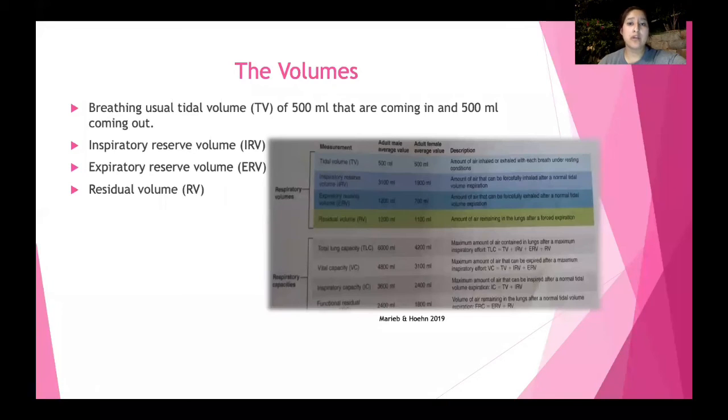Inspiratory reserve volume, or IRV, pertains to the amount of air that you inhale if you did so forcefully. So if you took a longer, more forceful inhale, like that. The ERV, or expiratory reserve volume, pertains to the amount of air you would forcefully exhale, for example, like when you're trying to blow up a balloon.